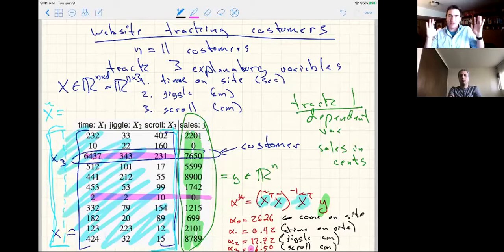Okay. I made up these numbers, so this doesn't actually come from real data, but how websites monitor this is not too terribly different than this. They might be tracking other things, but this is just an example.